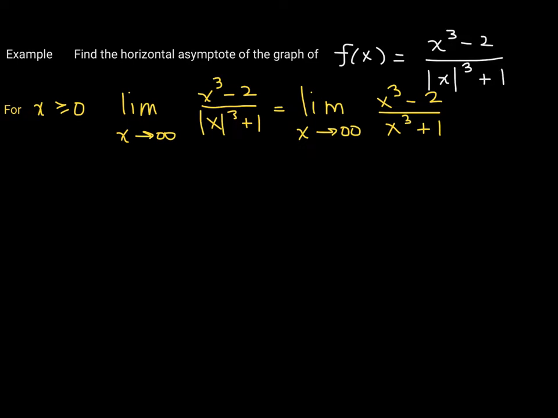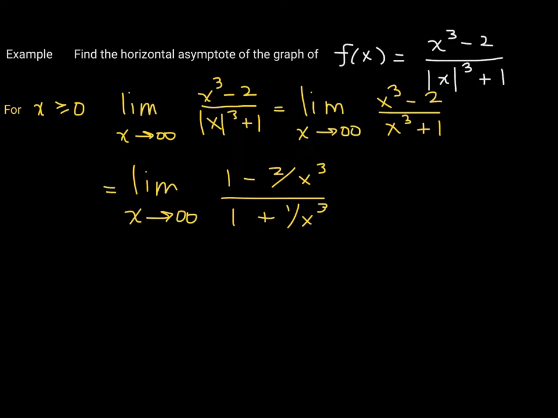Our strategy is to divide the numerator and denominator by the highest power of the variable in the denominator. That being said, the highest power that you see in the denominator is x cubed. We're going to divide every single term by x cubed. So this becomes the limit as x approaches infinity of, now I want you to take each term in the numerator and in the denominator and divide them by x cubed. You end up with 1 minus 2 over x cubed, and then all of that over 1 plus 1 over x cubed.